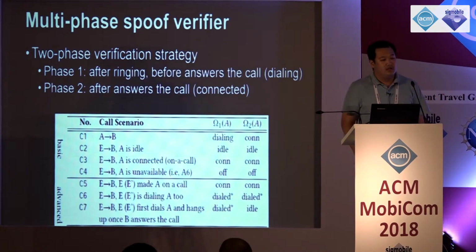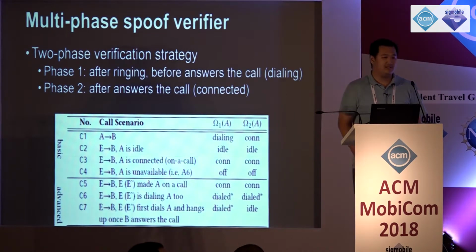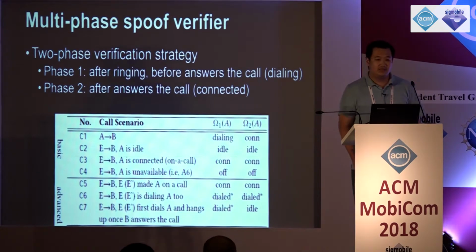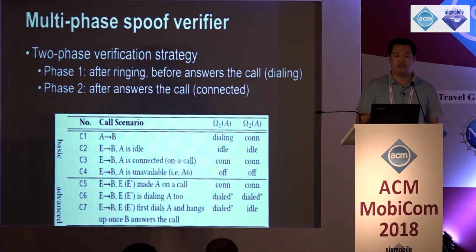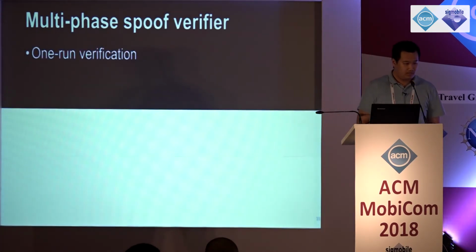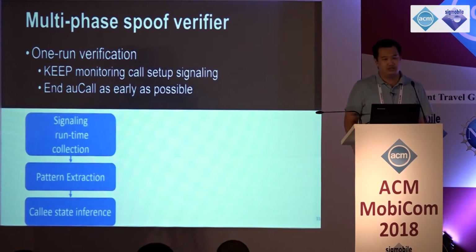We can see C2, C3, C4 is the basic attacking mode, C5 to C7 is the advanced attacking mode, and in all these cases, none of them have exactly the same state compared with C1. That means a 2-state verification strategy is already enough for us to make spoofing detection. So in each one-run verification, CEIVE will keep monitoring call setup signaling messages and end the authentication call as soon as possible once we finish the call state inference.